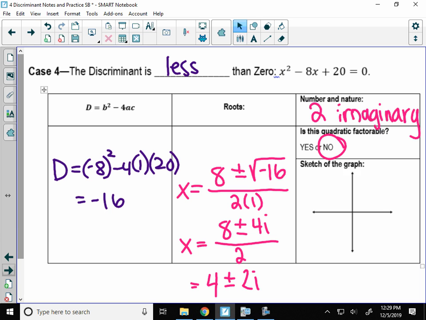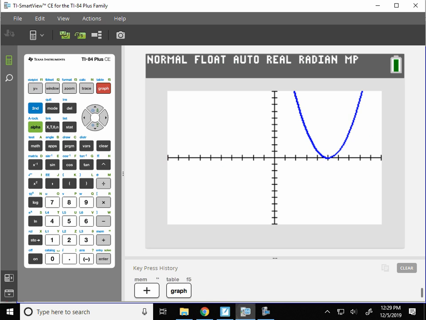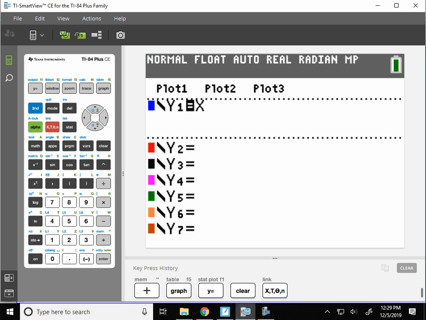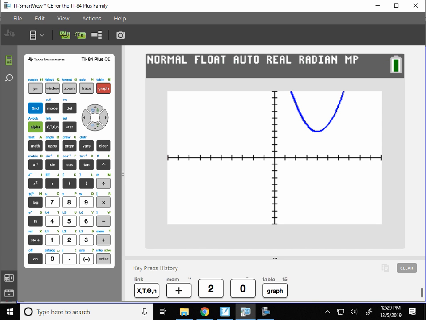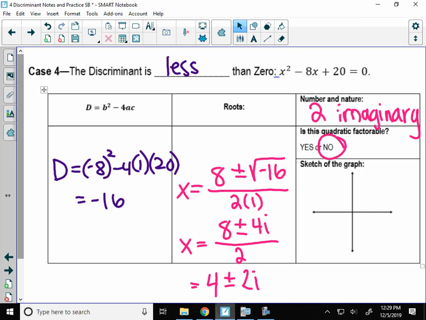So last graph, x squared minus 8x plus 20. Now for this graph, this is the only one that doesn't cross the axis. Right? Because its roots are imaginary, they're not real. So if it has roots, I just can't point to where they are because they're not real. They just don't touch the real axis. So it's just kind of floating in space. And I can't even label them because I don't know where those roots are.